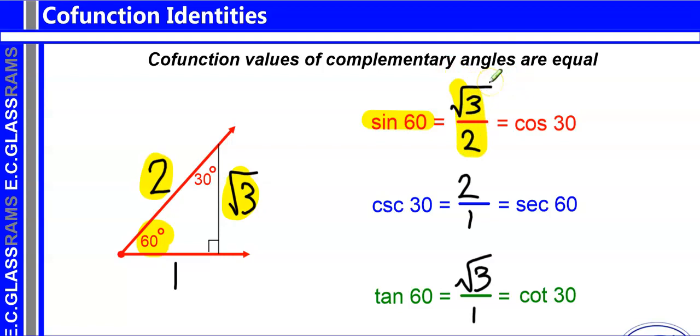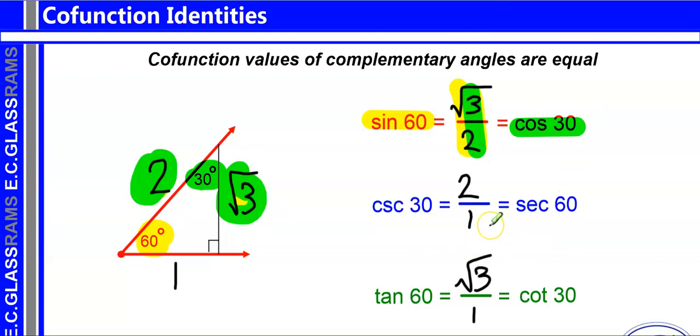But that's also equal to its cofunction trig identity, where cosine of 30 is right here, and that's where it's adjacent over hypotenuse. So square root of 3 is also adjacent, and 2 is also the same hypotenuse. So therefore, we have the same trig value, the same trig ratio. And you can do the same thing for all these other ones. So again, sine is the cofunction identity to cosine, cosecant with secant, and tangent with cotangent.